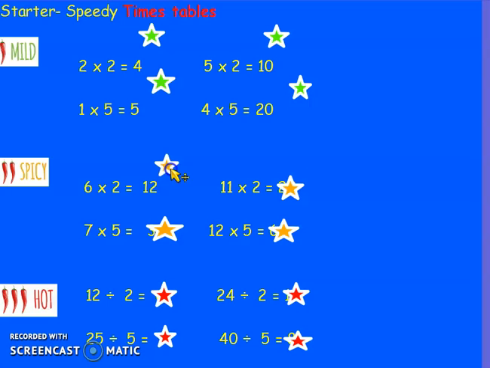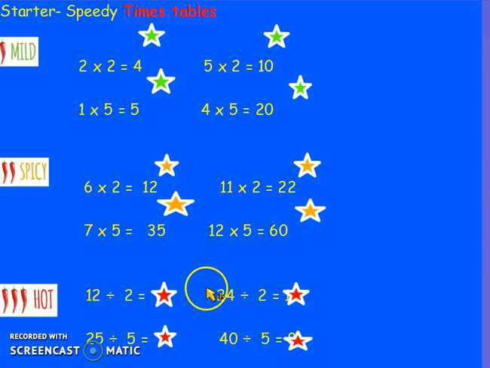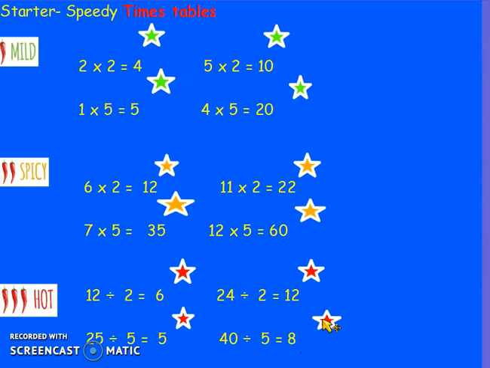6 times 2 is 12. 11 times 2 is 22. 7 times 5 is 35. 12 times 5 is 60. Hot challenge. 12 divided by 2 is 6. 24 divided by 2 is 12. 25 divided by 5 is 5. 40 divided by 5 is 8.